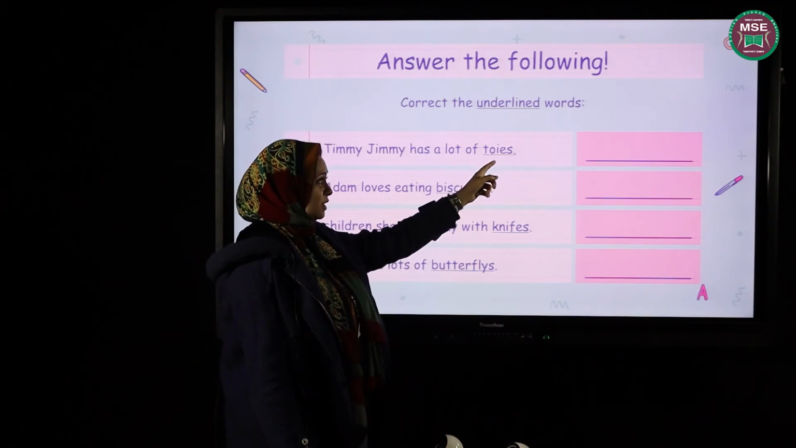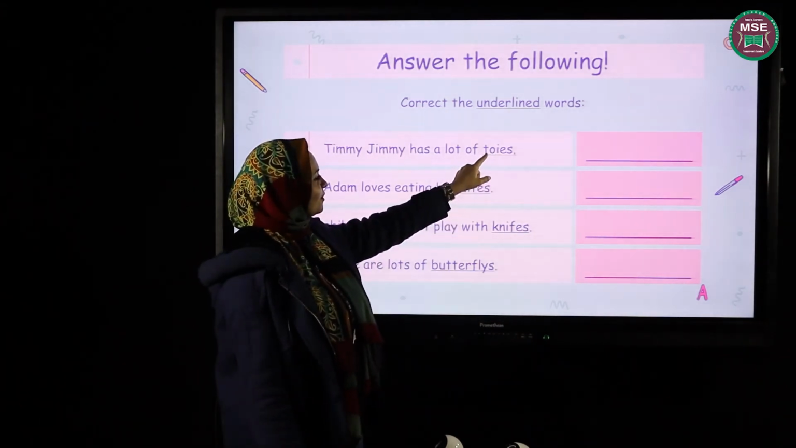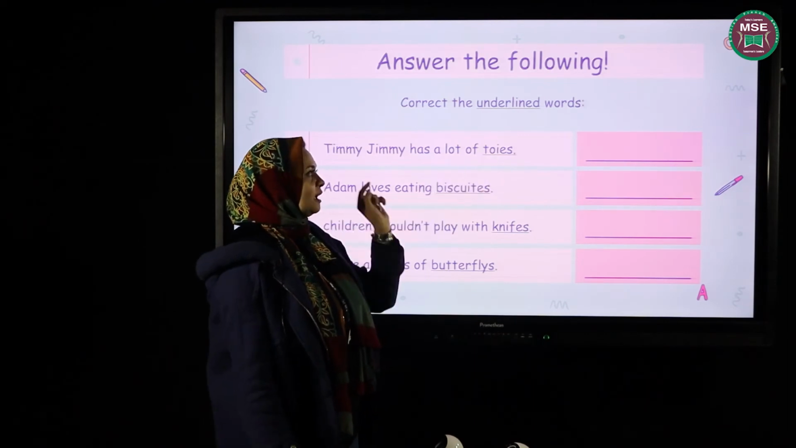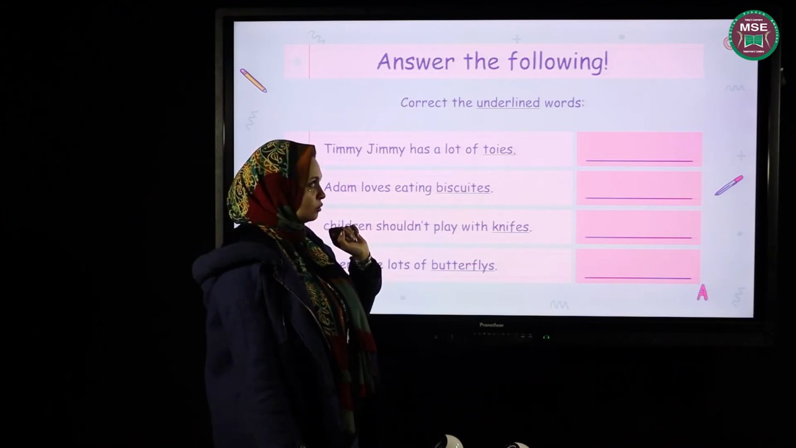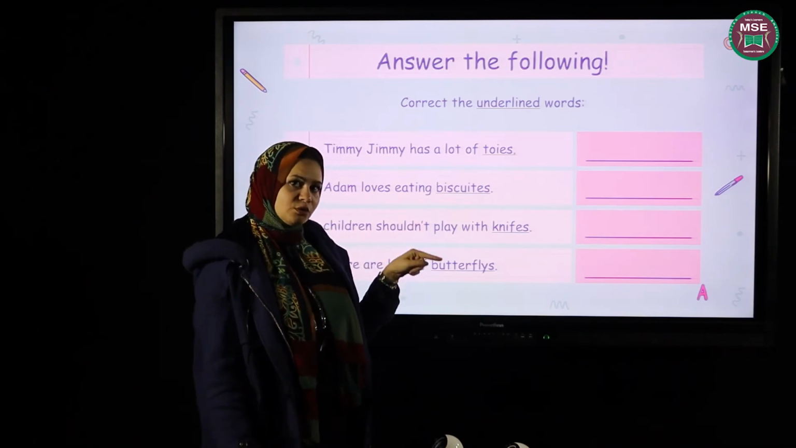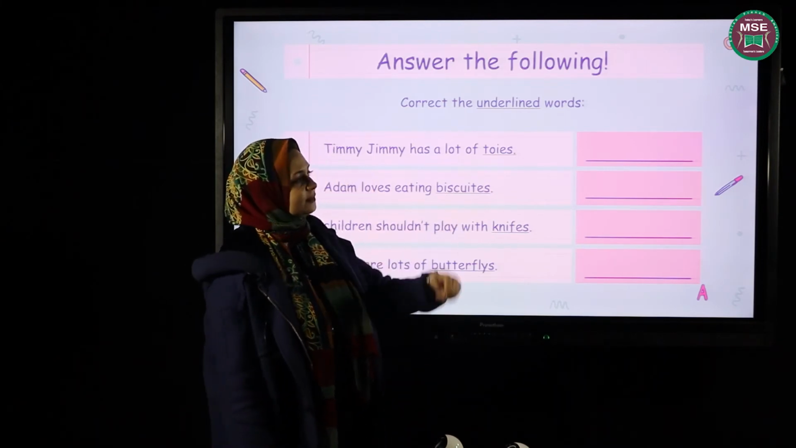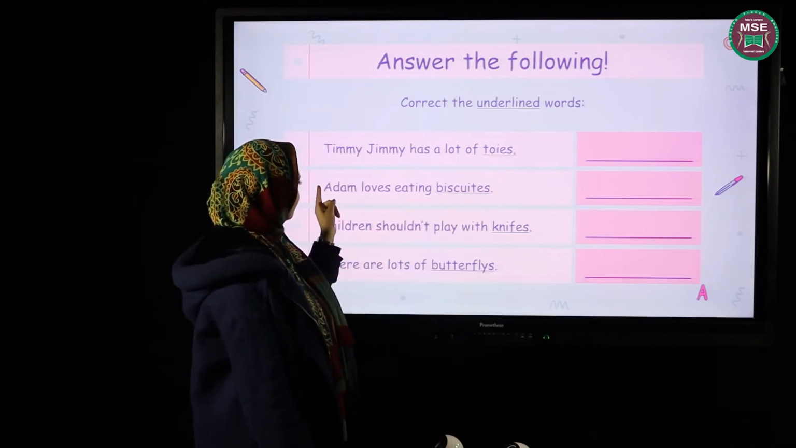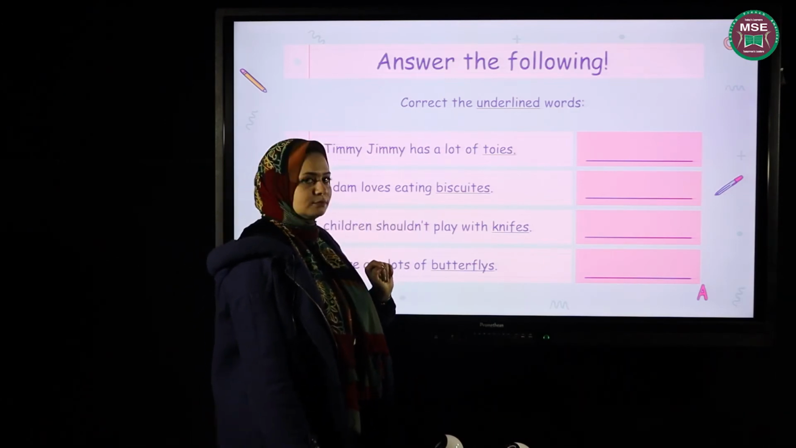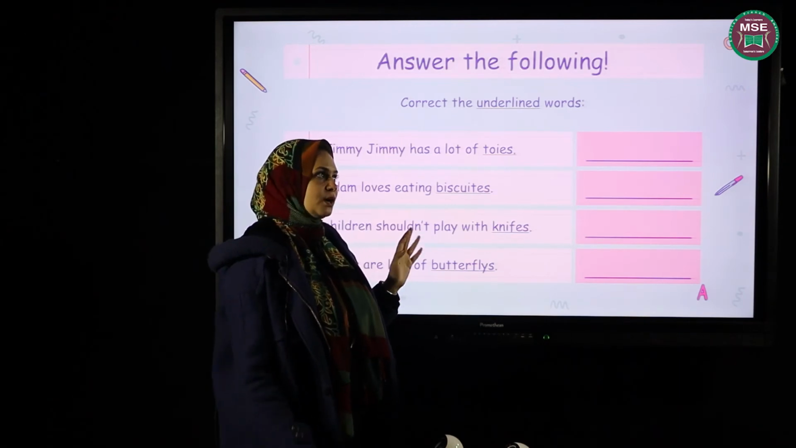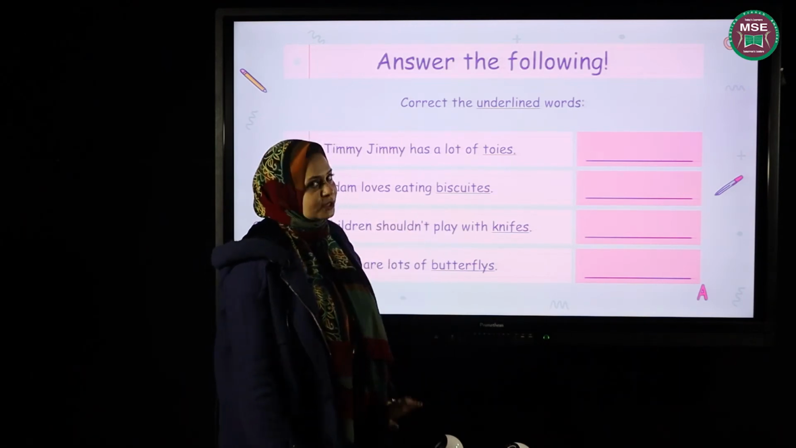That means this word, T-O-Y. If the word ends with Y and before the Y is a vowel, I will keep the Y and put just S. Think. Adam loves eating biscuits. Is that right or wrong? Biscuit ends with T, so I will leave the noun like it is and put just S.